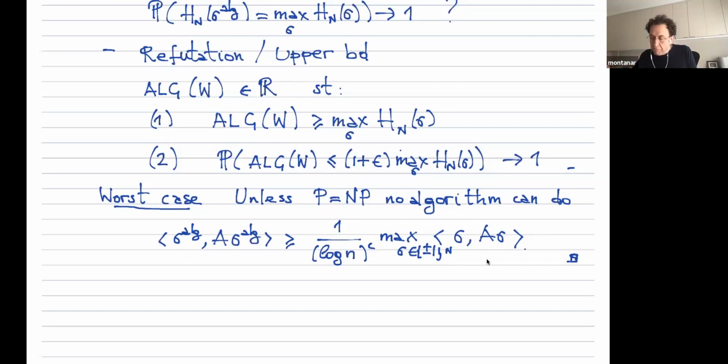For an idea of what an algorithm like this might look like, in the case of the SK model, consider the algorithm that computes the maximum eigenvalue of the matrix W. That is a refutation. It gives an upper bound, because the maximum eigenvalue, which is computable in polynomial time, is always an upper bound on the max over sigma of H of sigma. And it doesn't achieve 1 plus epsilon for any epsilon positive, as we will see.